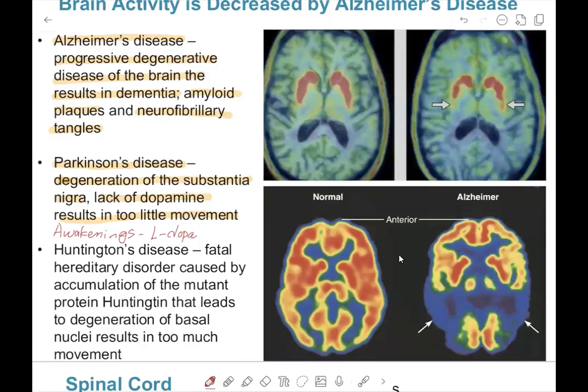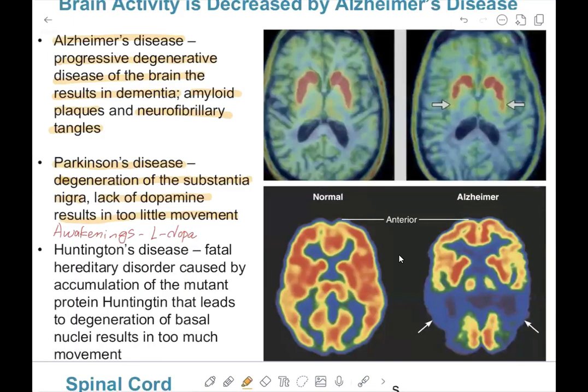It's an amazing movie that you really should watch if you're able to. And you can also get it from the library too. So even if you don't have Netflix, it's easy to get. But again, this is the Parkinson's PET scan.